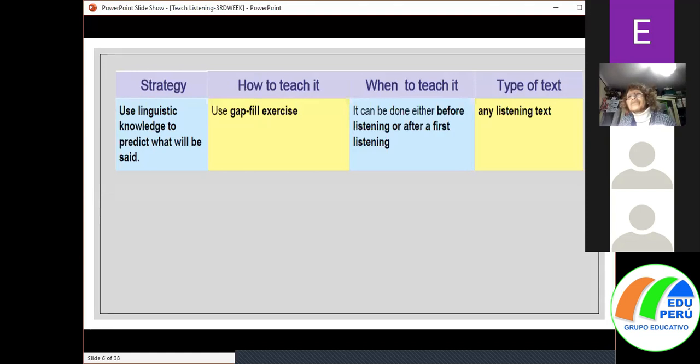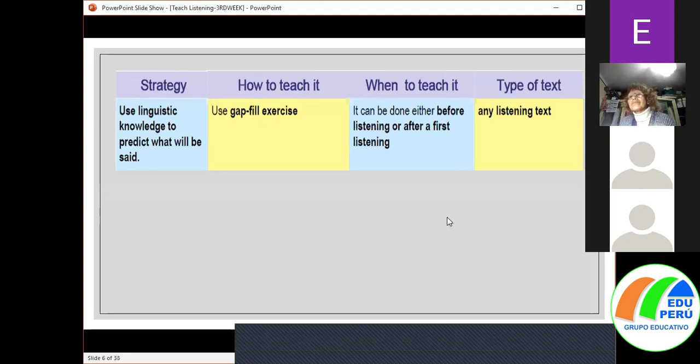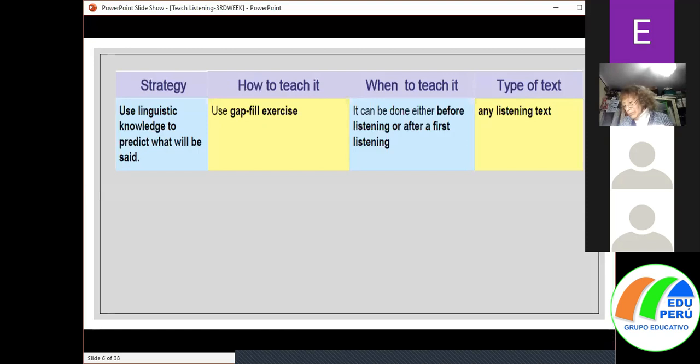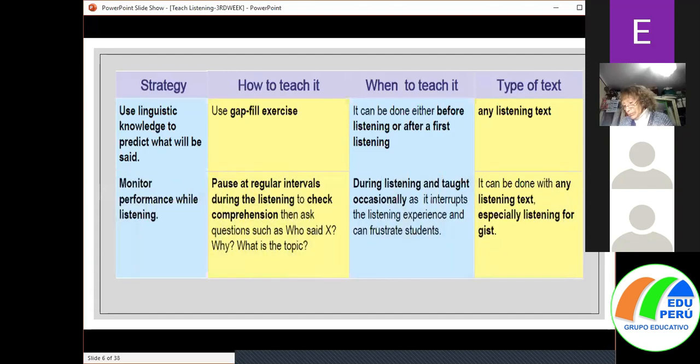All right? What type of test? Any listening test. All right? So we could use any listening test. That's good, Luis. Completing missing words. Excellent. This is the gap filling exercise. Very good. Now, let's pass to the other strategy.